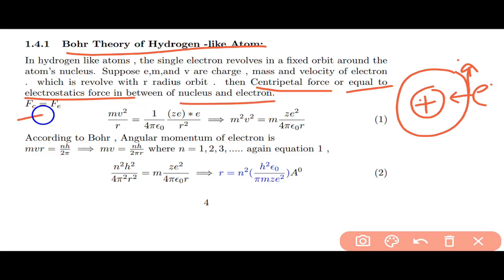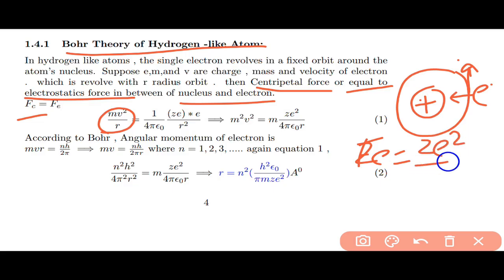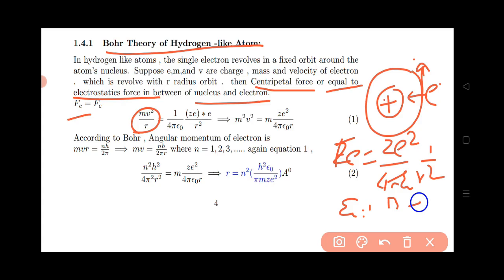तो सेंट्रीपिटल फोर्स हमारे पास हो गया mv² upon r, and electrostatic force हो गया F equal to Z, atomic number, e² upon 4 pi epsilon naught, 1 by r², where epsilon naught is the permittivity of free space and r is the distance between electron and nucleus, and this is also known as the Bohr radius.